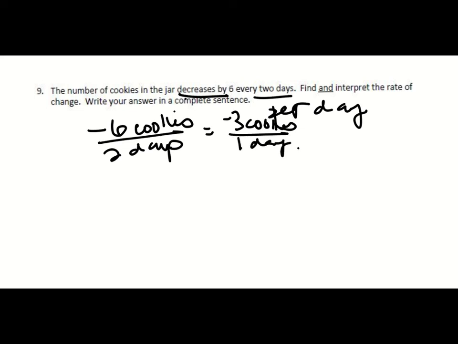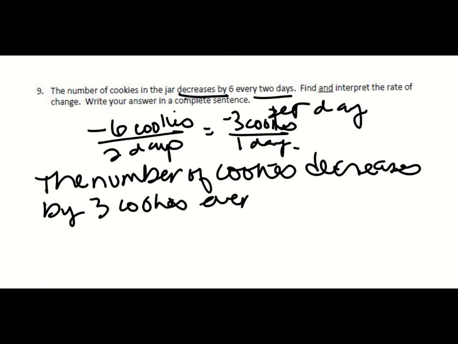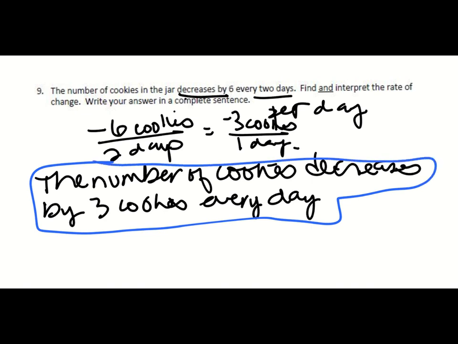So the number of cookies decreases by 3 cookies every day. Everything has to be per day, per 1 day, not per 2 days. So that one just needs to be reduced. Basically, think of it like reducing fractions. So it has to be per 1 day, 3 and 1 instead of 6 and 2.